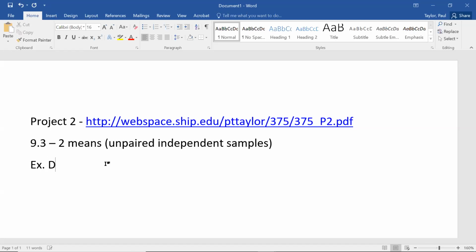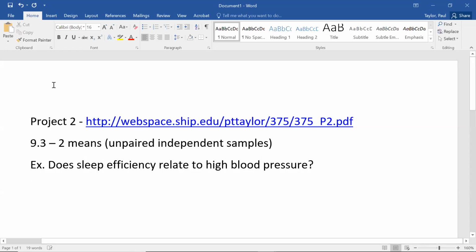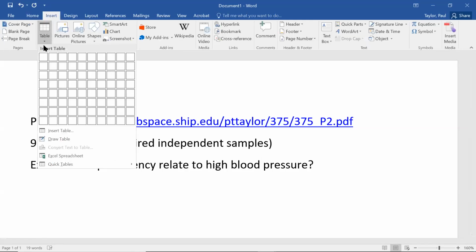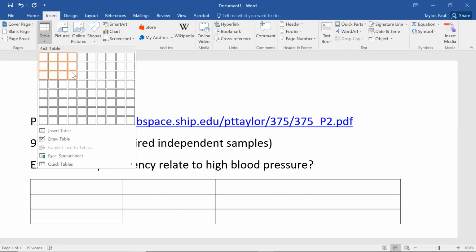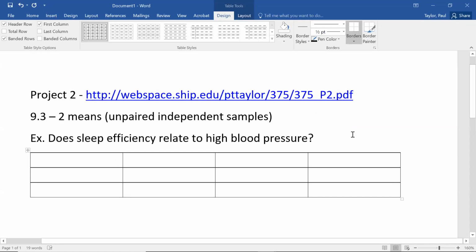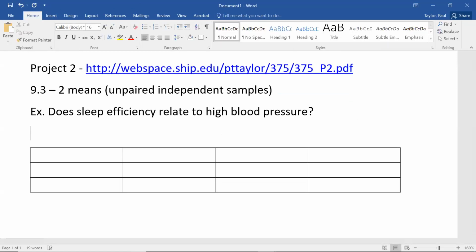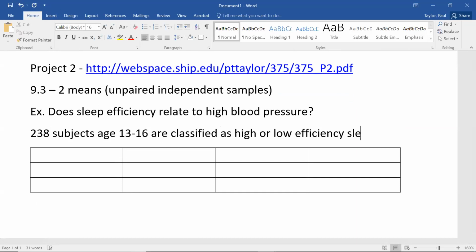So first question, does sleep efficiency relate to high blood pressure? This is an example I pulled out of a textbook, not our textbook, some other textbook a couple of years ago, and we have the data here. In this example, 238 subjects age 13 to 16 are classified as high or low efficiency sleepers.